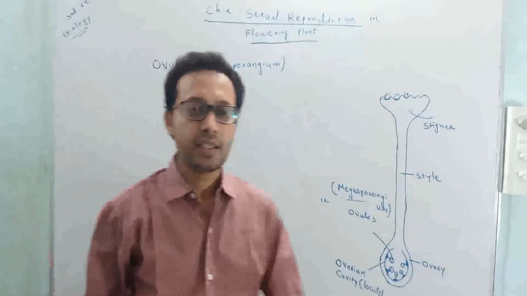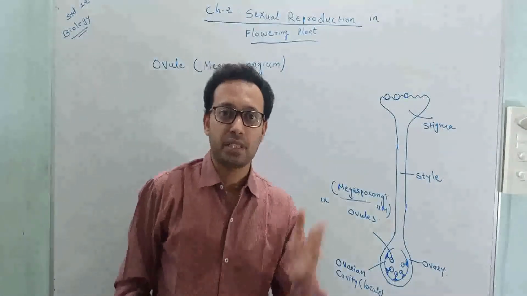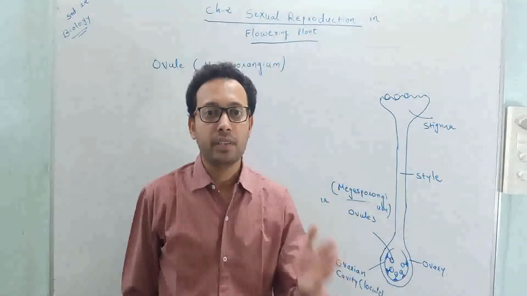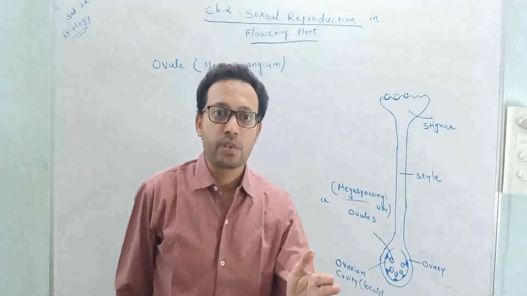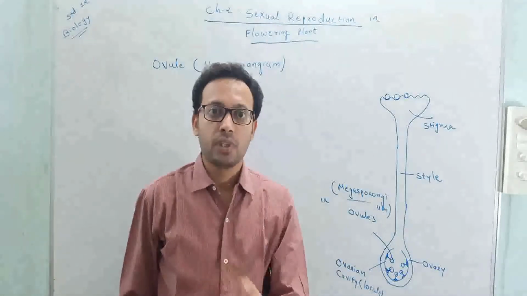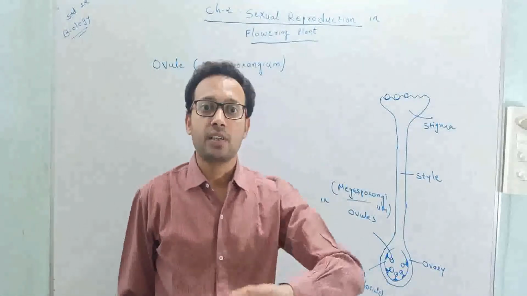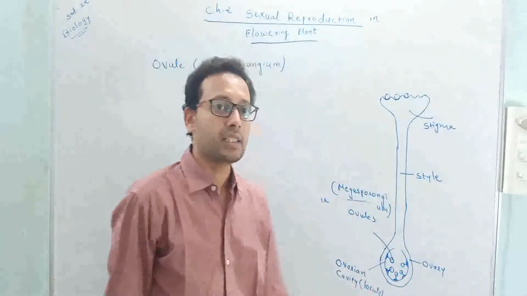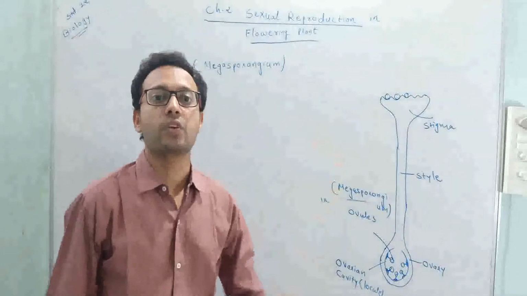Before I start, I want to remind you of the different names. What is another name of stamen? Stamen is called microsporophyll. What is another name of carpel? The carpel is called megasporophyll. The stamen produces microspores. The carpel produces megaspores. Stamen contains microsporangium, usually circular in outline, the structure we discussed in the previous session. Now the carpel contains megasporangium, what we call an ovule.